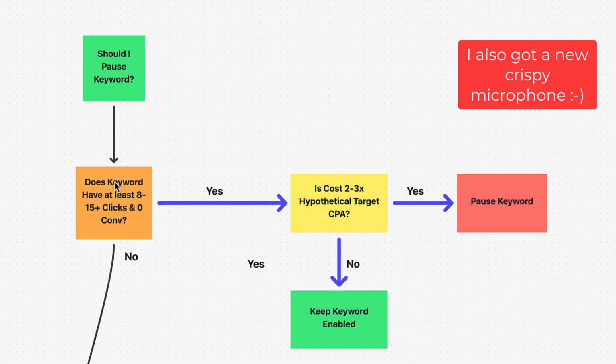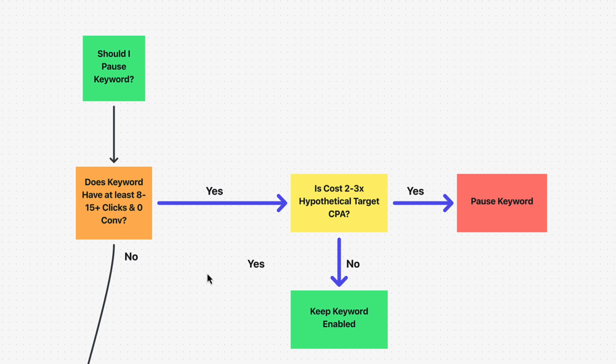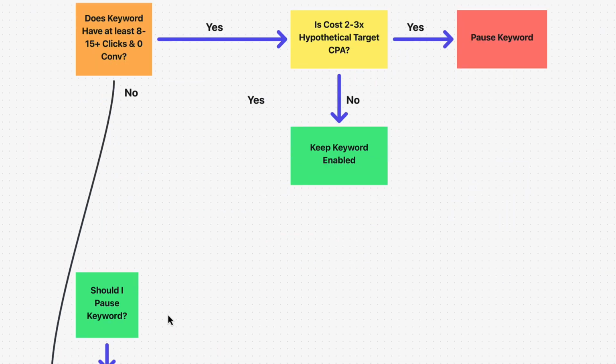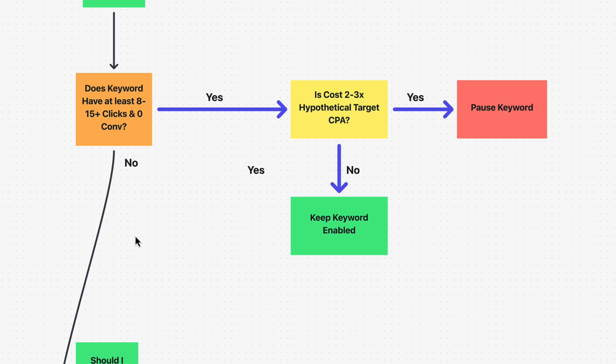So just a second ago, you saw me explain, does the keyword have at least 8 to 15 clicks and 0 conversions? If that's the case, then you're going to follow the flowchart as usual. However, if the answer is no, because sometimes keywords have less than 8 clicks, for example, and they have a conversion, well, that's going to be in the next flowchart. So keep watching the video to see that. But if that answer is no, you're just going to move on to the next flowchart.